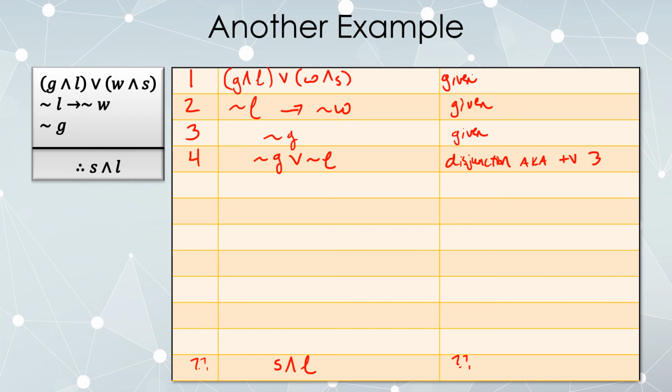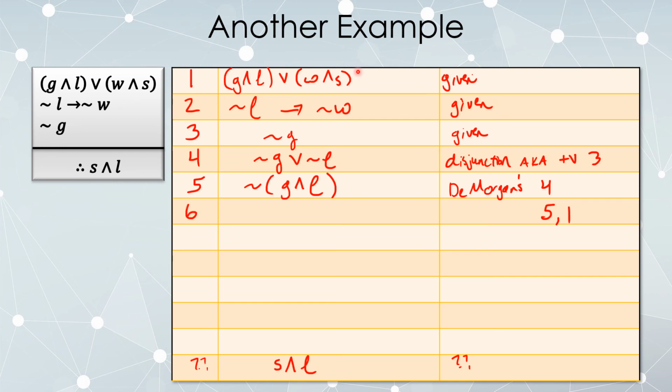Why is that helpful? I'll give you a hint. Apply De Morgan's law to it. If I apply De Morgan's law to line 4, what do we get? Not G and L. And now we're kind of getting somewhere. What can I do with the negation of G and L? I can combine lines 5 and 1.